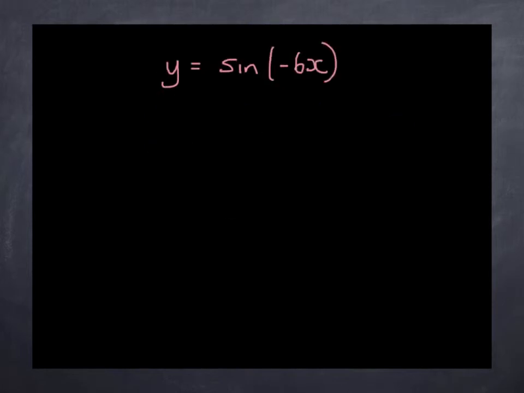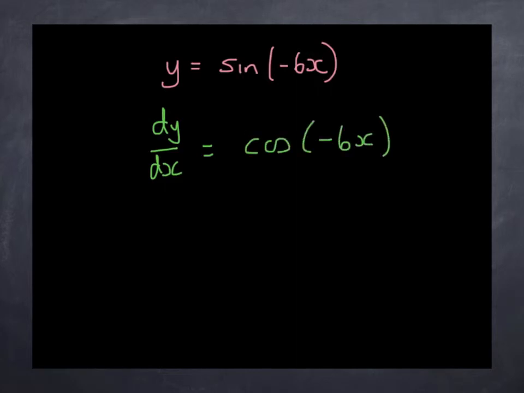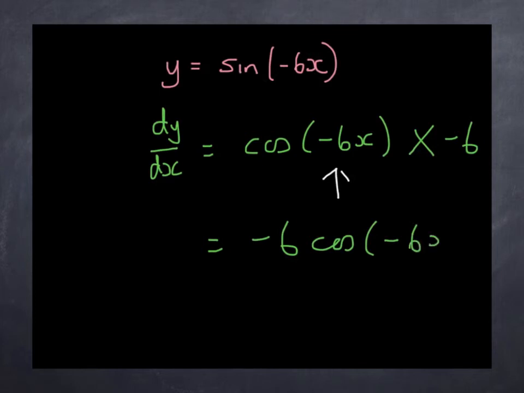Here we have y equals sine minus 6x. The derivative of this dy by dx would be equal to cos minus 6x, and then we need to find the derivative of what was inside the bracket and multiply the whole function by that. So we can simplify that to be minus 6 cos minus 6x.